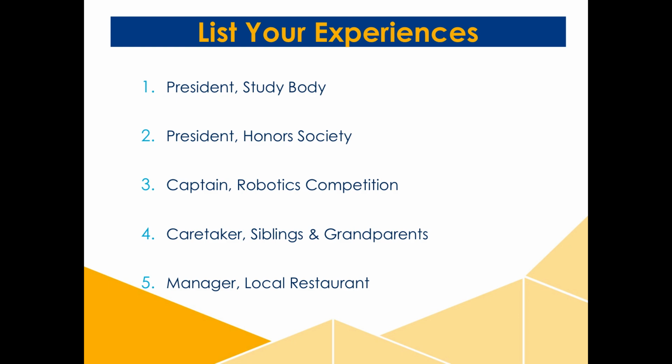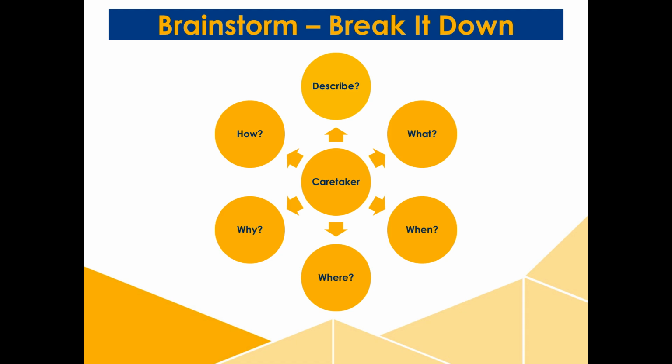Once you've selected that one, in my case, I selected caretaker, right? Consider non-traditional activities as well. Then you start breaking it down. Describe what you did as a caretaker. What did you do? When did you do this? Did you have to go early in the morning? Did you have to go after school? Were you unable to go to tutoring because you had to go be a caretaker? Did you have to wake up at 4 in the morning to go and take care of your family or your siblings and get them ready for school, which made you exhausted throughout the day? Where did you do this caretaker work?